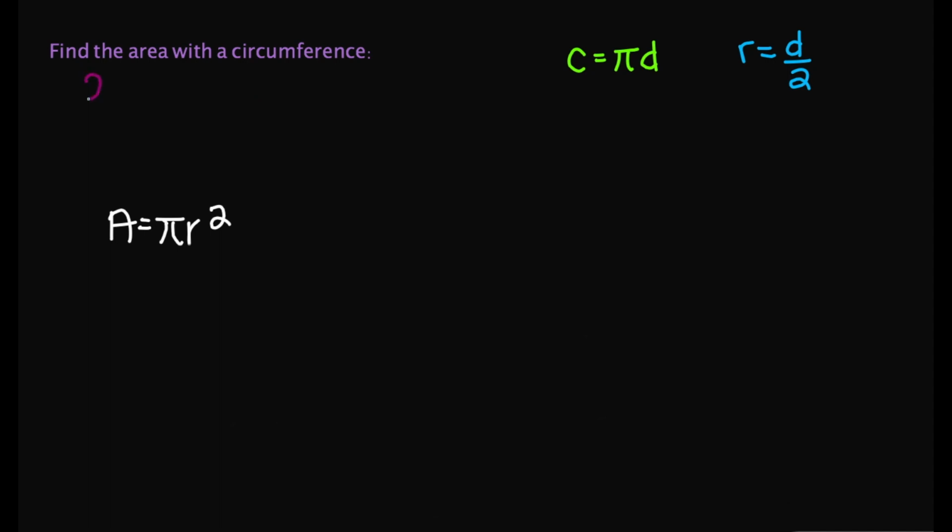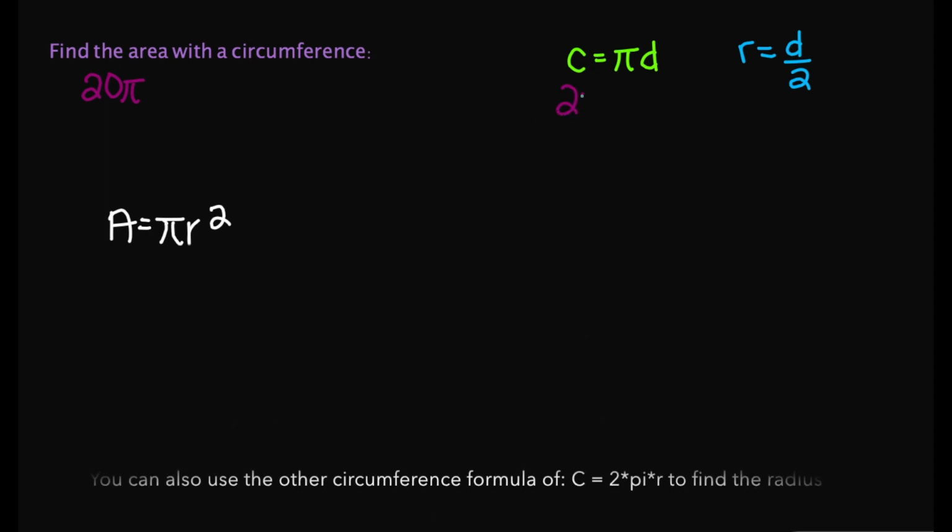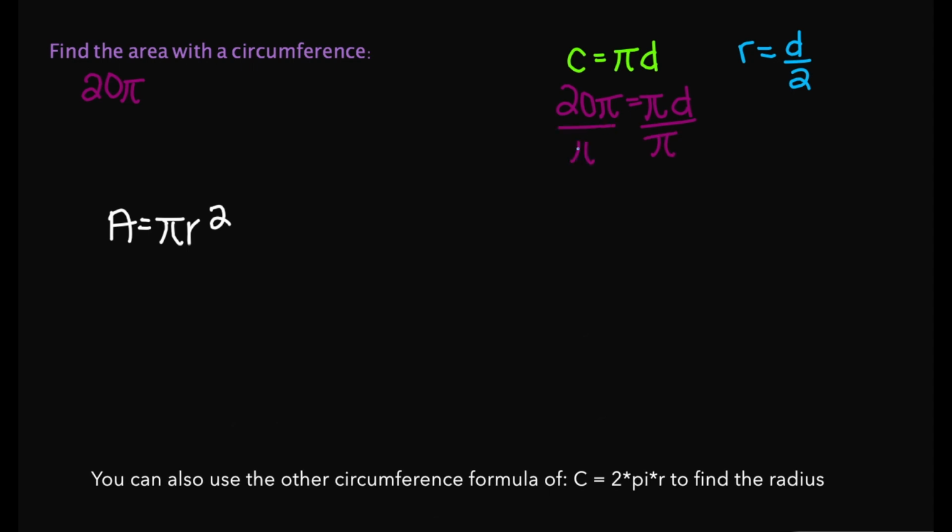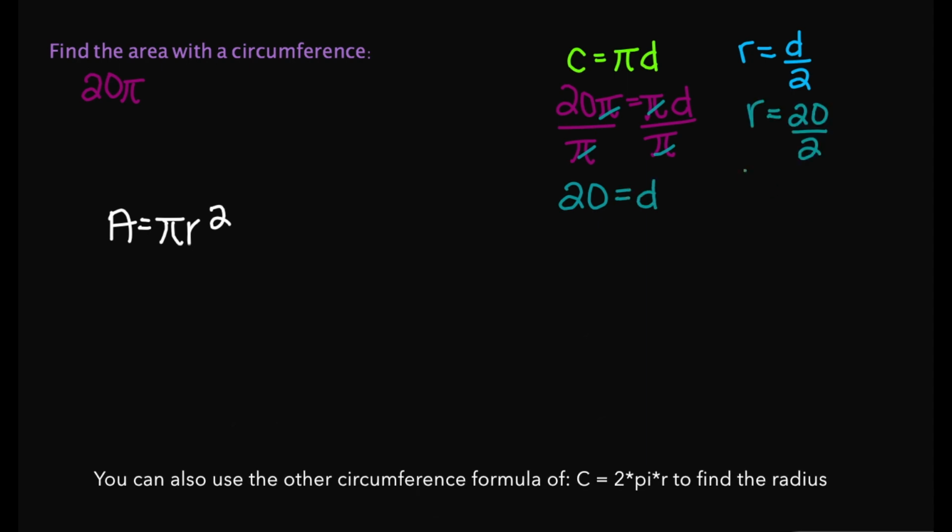So let's say you had a circumference of 20 pi. We're going to find my diameter, my radius, and then plug it into the formula for my area. So my circumference is 20 pi. I'm going to do 20 pi equals pi times your diameter. I'm going to divide both sides by pi because we need to find our diameter so that we can find our radius. My pi's are going to cancel out, so my diameter is going to be 20. I'm going to divide my diameter by 2, and your radius here is going to be 10 because 20 divided by 2 equals 10.